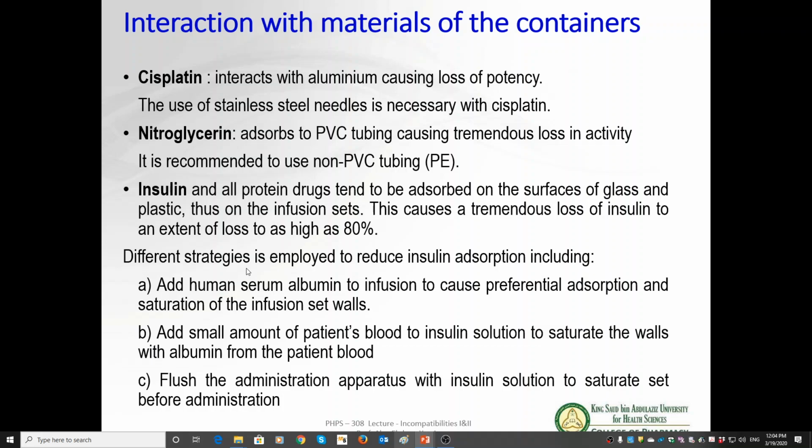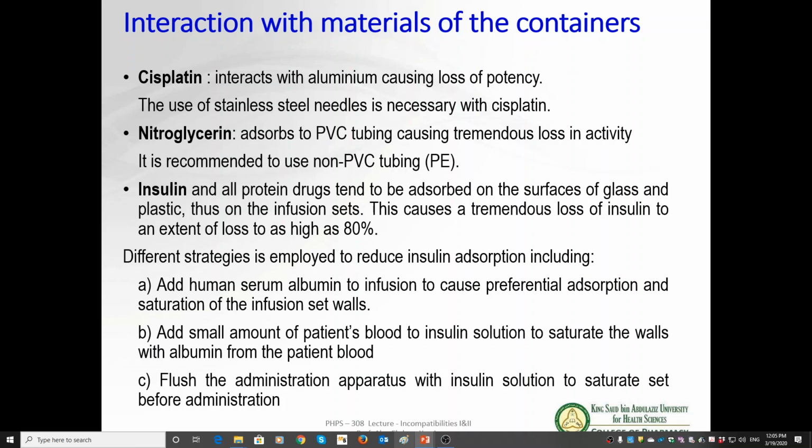There are a number of strategies in the case of insulin to reduce this chance, because this happens with all materials. It's not material dependent. It is the protein nature, the protein being able to be absorbed quickly. What are the solution and options? You add human serum albumin to the infusion. What is the role of human serum albumin? It is a normal component of our plasma, and that's why it's safe. If you mix the insulin with a large concentration of human serum albumin, what will happen? The albumin is a protein, and it will preferentially saturate the walls of the container.